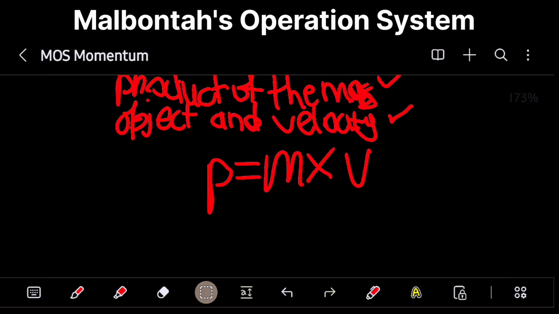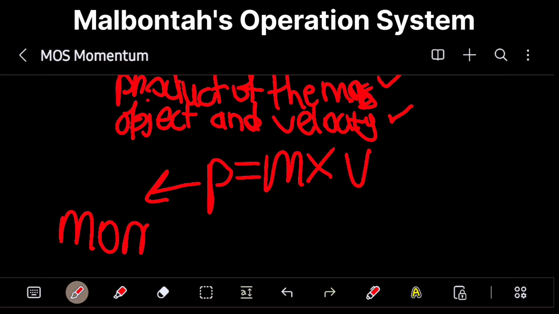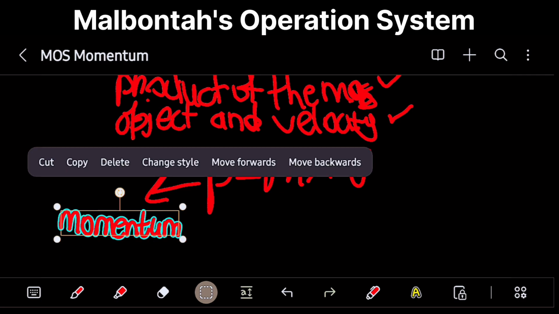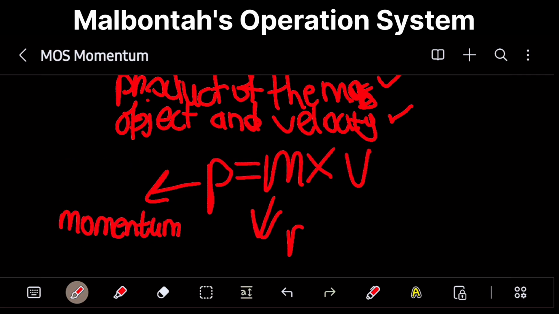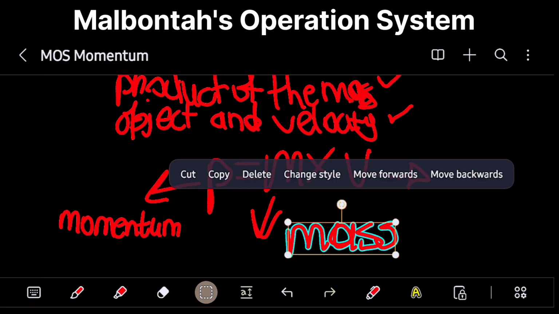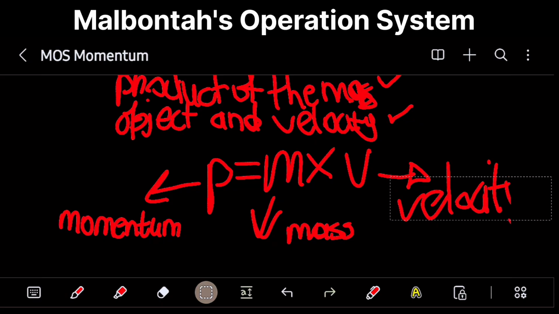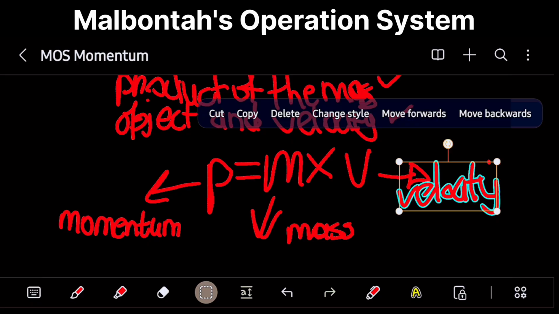So now let's have a look. P represents our momentum, and m represents what? Your mass. And v represents what? Your velocity.